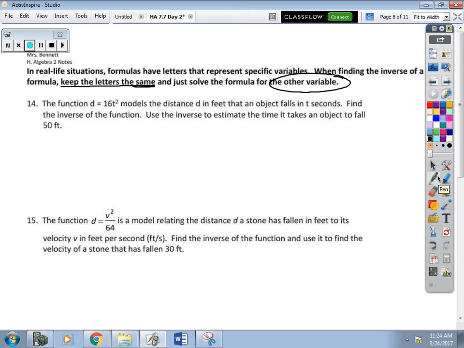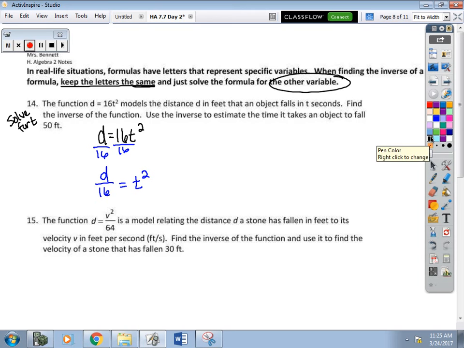So the first one says we have a function d equals 16 t squared. D is distance, t is time. Find the inverse function. So that means we're going to solve this for t. So you don't switch the variables, you just leave it the way it is, but solve for the other variable. So I would undo multiplication first with division. Then I would undo my squaring with a square root.